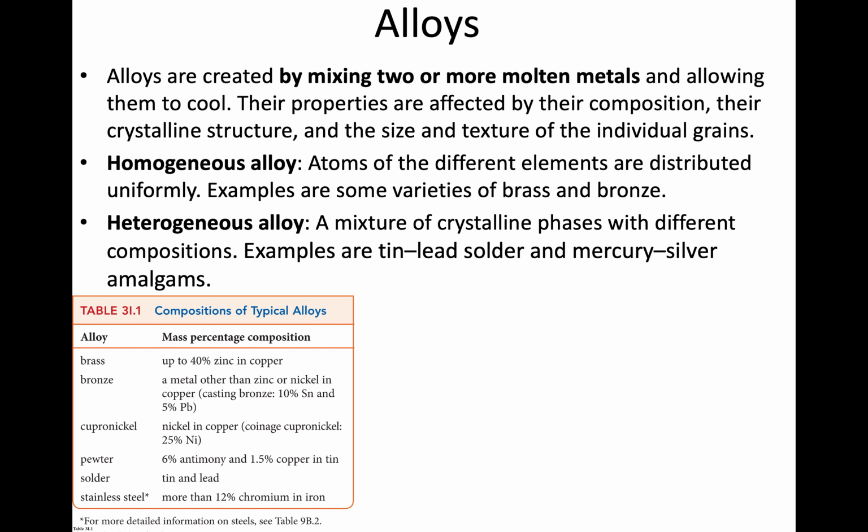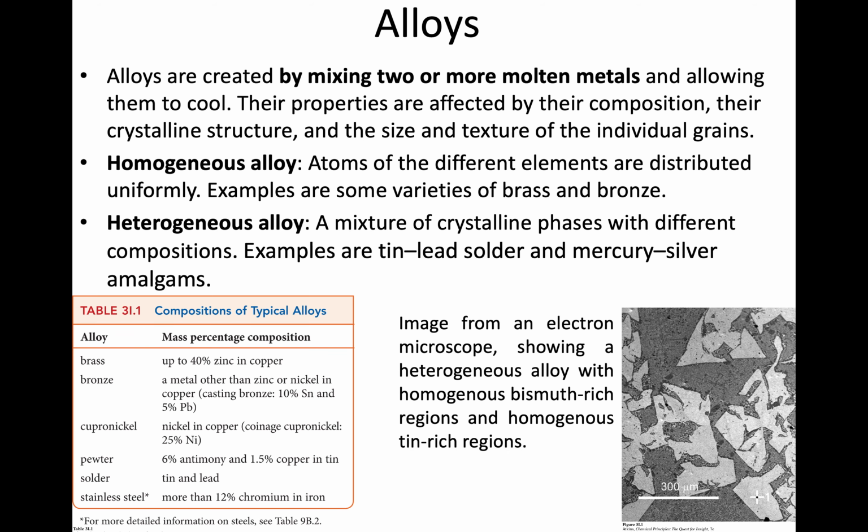So for an alloy, you take two or more metals, melt them, pour them together, and you can have different compositions within that, and they have different properties after they then crystallize. You can have examples that are homogeneous, where you have the atoms distributed uniformly throughout, or heterogeneous ones, where you have different crystalline phases present.